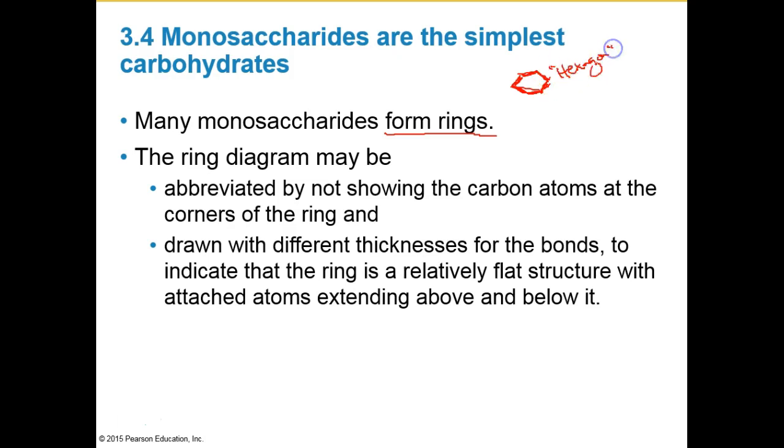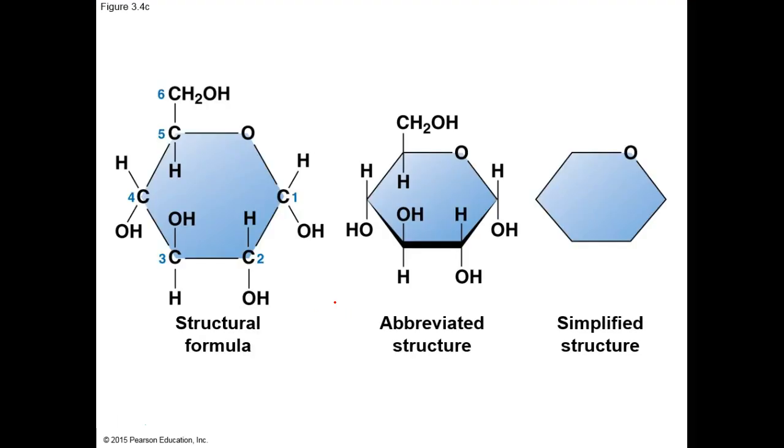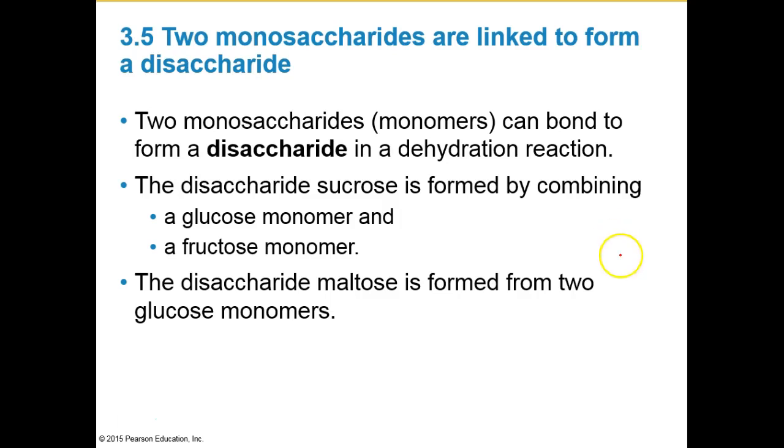No, that's how I'm going to fix it. There you go. So the ring diagram can include abbreviated, not showing any of the carbon atoms, or drawn with different thicknesses to indicate the ring is relatively flat and is attached extending above or below it. You really, honestly, I'm happy if you know a hexagon for the most part, because these things get really confusing really quickly, and this is more organic chemistry stuff. So if you get the basic idea of a hexagon, I'm happy. A hexagon is a ring in chemistry.